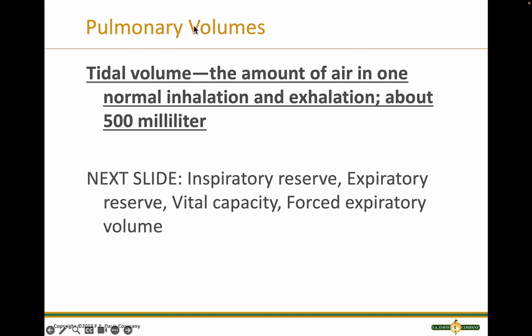And then the tidal volume. So now we're pivoting to talking about the amount of air exchange. Tidal volume is the normal amount of air exchange during a resting inhalation and exhalation, meaning a breath in and a breath out. And that amount is around 500 milliliters. It is different per person. But the important thing is that this is the phrase that we use, tidal volume.